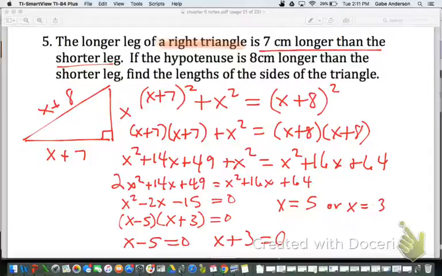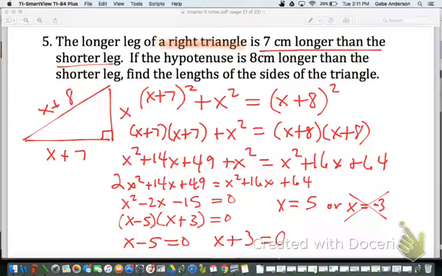Of those two answers, which one makes no sense? Negative 3 makes no sense because you can't have a negative side length of a triangle. I know Rocky wants that to be the case, or he did at least. It's just not true. So x = 5, are we done? No, we don't square it. No, we don't have to square it either. What did the question ask? Find the lengths of the sides. So 5 is the length of all the sides.